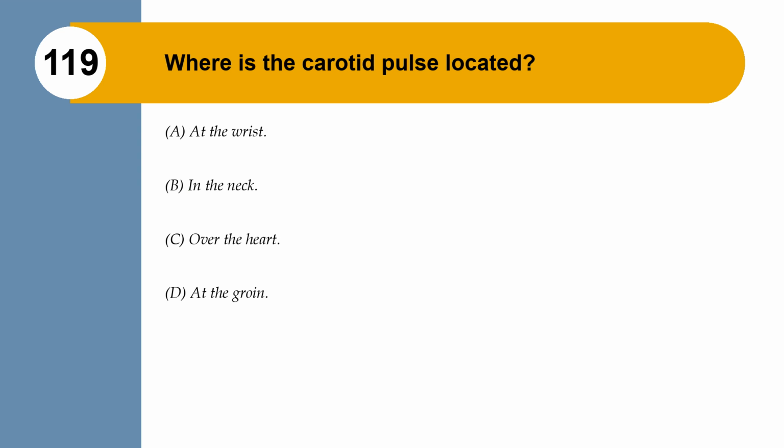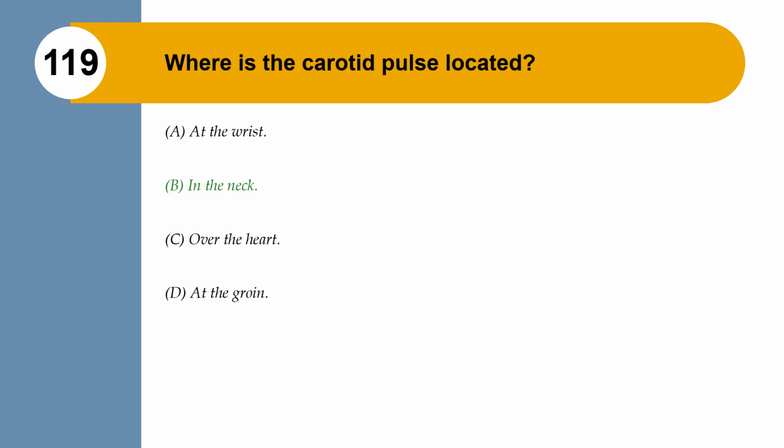Question 119. Where is the carotid pulse located? Option A, at the wrist. Option B, in the neck. Option C, over the heart. Option D, at the groin.